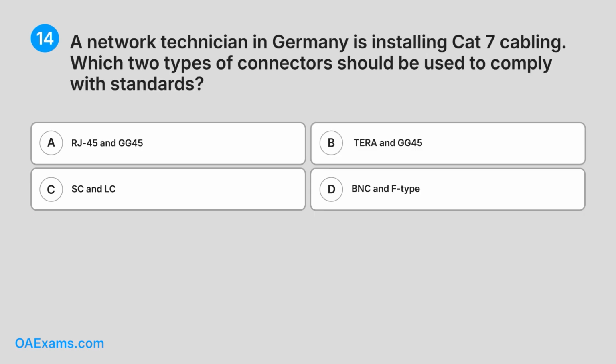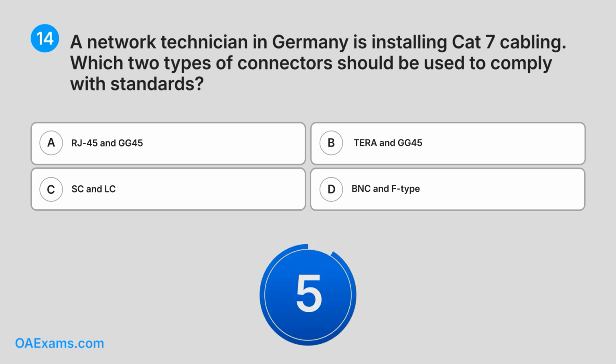14. A network technician in Germany is installing Cat7 cabling. Which two types of connectors should be used to comply with standards? A. RJ45 and GG45. B. Terra and GG45. C. SC and LC. D. BNC and F-type. What do you think is the answer?